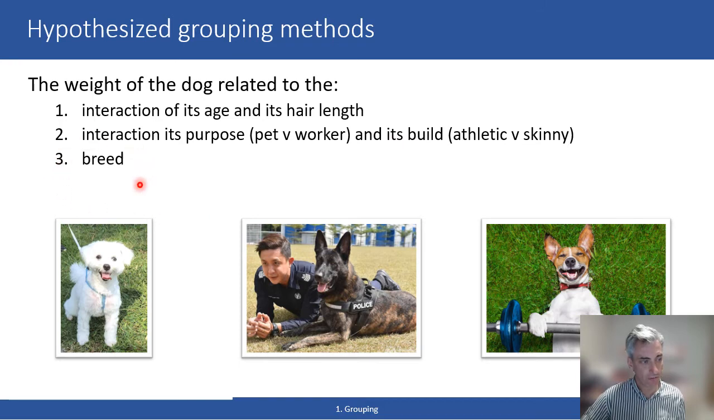The third reason, which we might hypothesize could explain this weird distribution, are the breeds. Very small breeds, like my dog Kiki, will have a very low weight, and bigger dogs will have a larger weight. And maybe we can break down this distribution into lots of smaller distributions that are related to the type of breed of the dog that we're looking at.